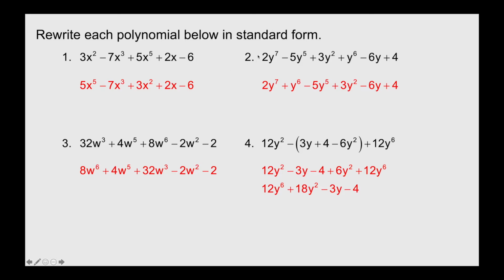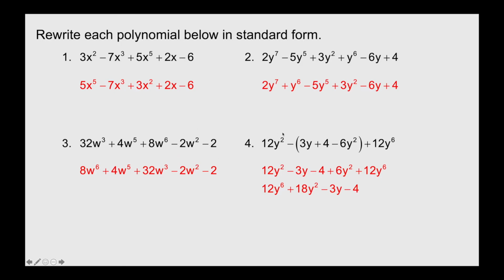For number 2, again, I look for the highest degree first, and that's going to be 2y to the 7th. After that, I have a 6th degree, so I've got y to the 6th, followed by negative 5y to the 5th, then 3y squared, negative 6y, and then plus 4. In example 3, my highest degree is going to be 6, so I'll bring that whole term to the front. The next highest degree would be to the 5th, so that one goes next, followed by the 3rd degree, so 32w to the 3rd is next. And then finally, we've got minus 2w squared and then minus 2.